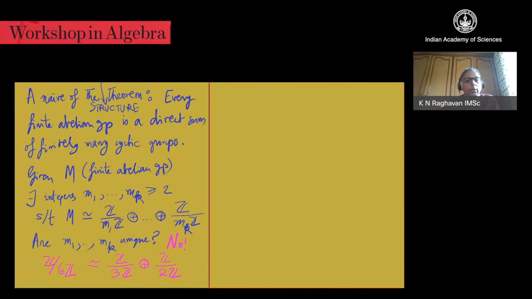But if you are willing to give up the uniqueness, this sees many applications. This is all what you want, right? So to repeat, the first statement is this naive one: every finite abelian group is a direct sum of finitely many cyclic groups. Of course, it goes without saying that these cyclic groups are finite, and possibly in non-unique ways. The whole point of the finer structure theorem is to nail down how you choose these M1 through MK such that they are unique.